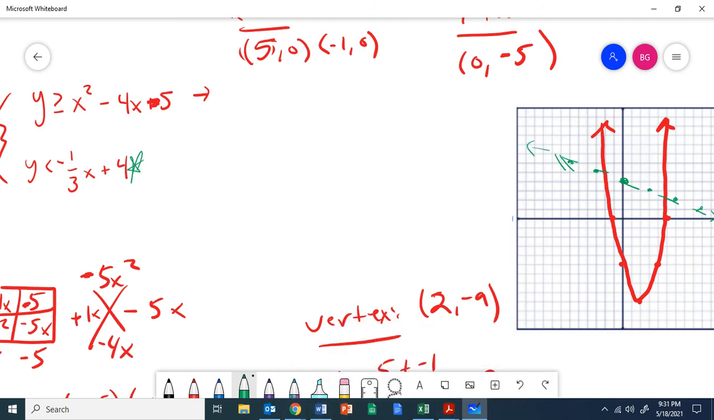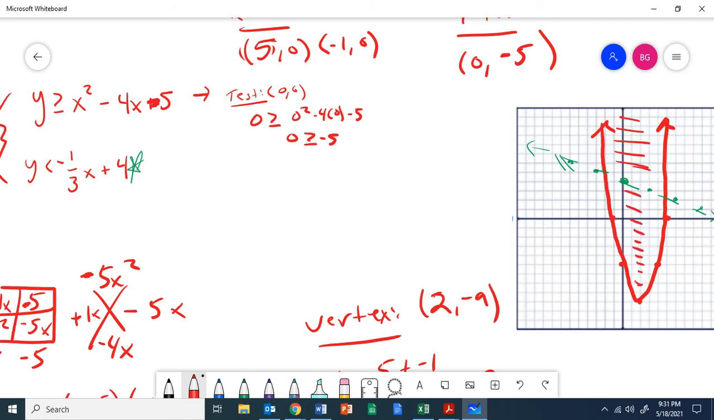So last thing we need to do is test. So we're going to test for both these. I'm going to test for the red for our quadratic first, and I would do the same thing, test 0, 0. So does it work? Well, when you test 0, 0, you get 0 is greater than or equal to 0 squared minus 4 times 0 minus 5, which is 0 is greater than or equal to negative 5. So 0 did work. So I would shade everywhere where 0 worked for our quadratic, which is going to be the inside part of it. So I'm going to shade the entire inside part of my quadratic. So I just put that in red.